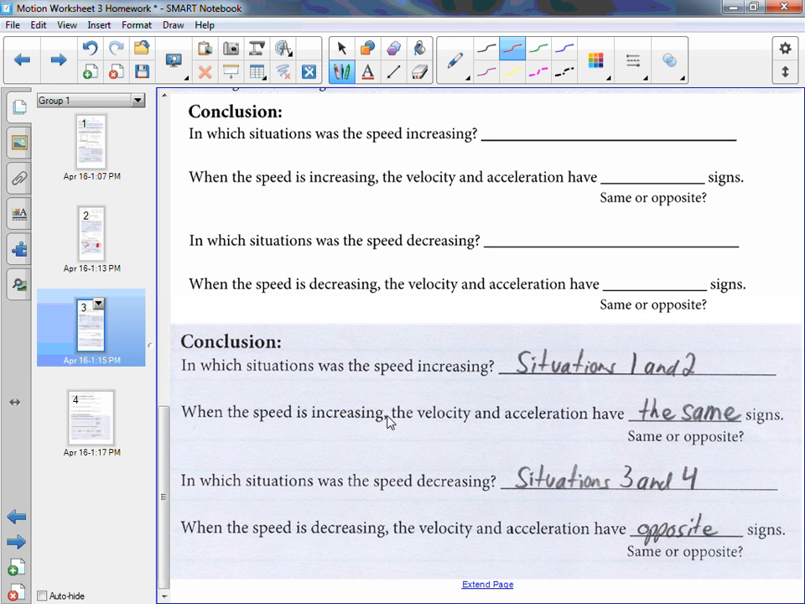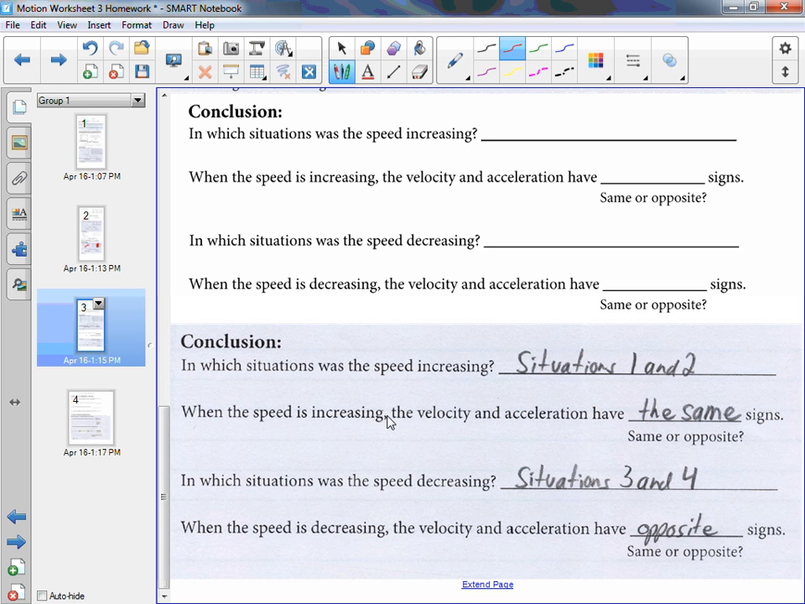And it doesn't matter which one's positive, which one's negative. It's that they're kind of fighting each other. You know what I'm saying? And that makes the speed be decreasing. So, does that answer your question?